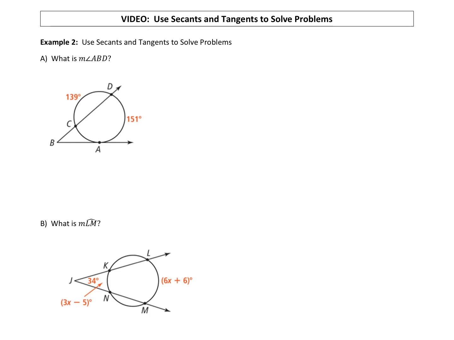Okay, we've seen a handful of theorems in the last couple examples. Now we're just going to practice them with just 3 examples. So part A, what is the measure of angle ABD?